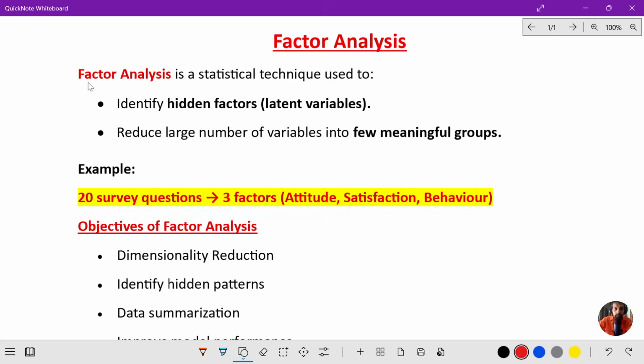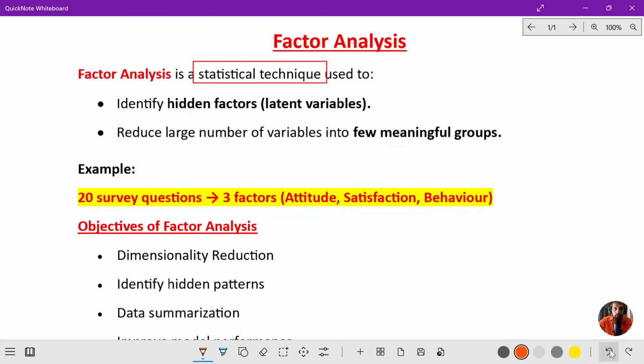So what is the meaning of this factor analysis? Remember all of you, it is a statistical technique. What is the purpose of this factor analysis? It is used to identify hidden factors. So by using factor analysis, we can identify the hidden factors. Hidden factors are also called latent variables. And second, it is used to reduce the large number of variables into few meaningful groups.